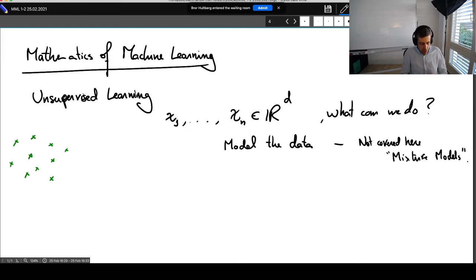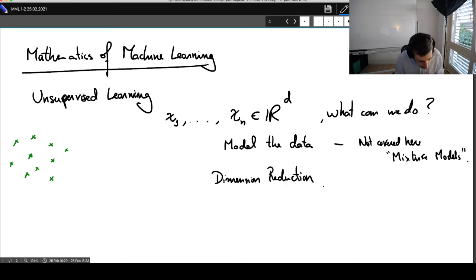But another thing we can do is try to do what's called dimension reduction. Modeling the data, one could argue, requires you to know something about it, right? And in this setting we really want to think about cases in which we have n points and we really don't know much about them. So another thing you can do is dimension reduction. The idea is to replace these points by points in a smaller dimension, so try to reduce D, for example to 2, right?